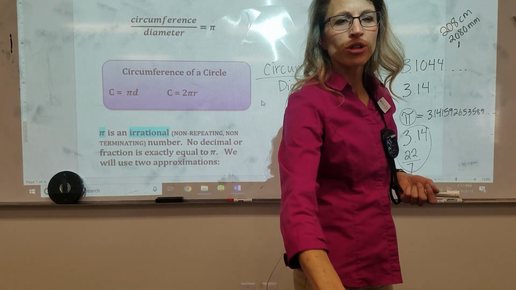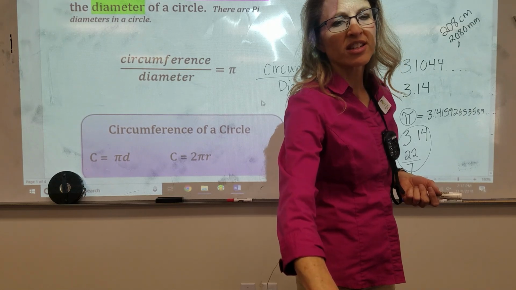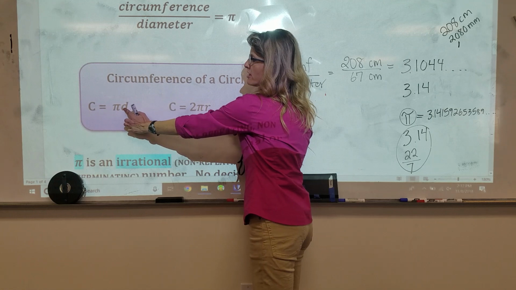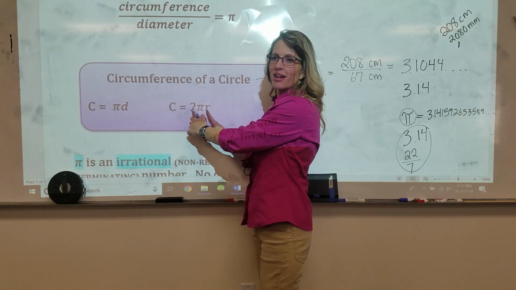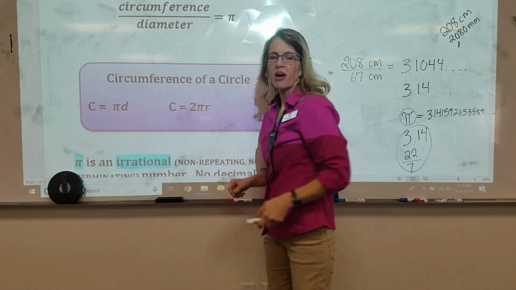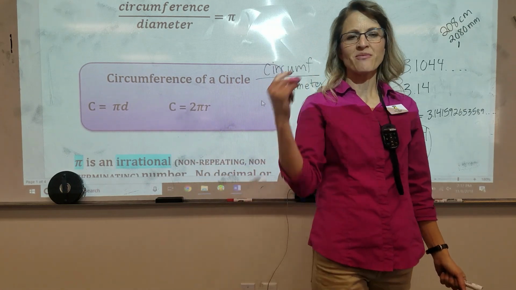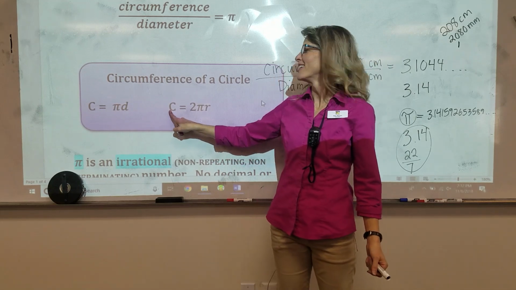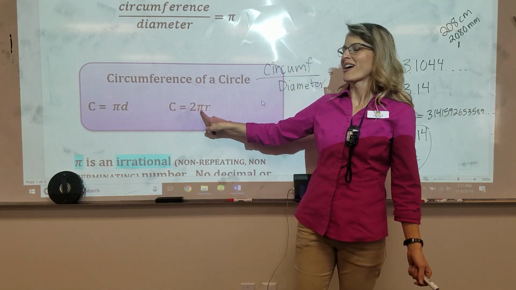Good. And the other formula we commonly use is circumference equals 2 pi times the radius. Why? Because the diameter is twice as big as the radius. The radius is just that small piece. So circumference equals 2 pi r. What's the formula starting with circumference? Ready? Circumference equals 2 pi r.